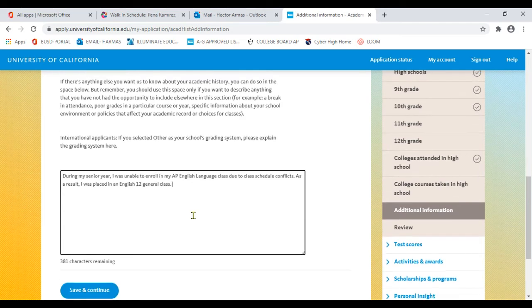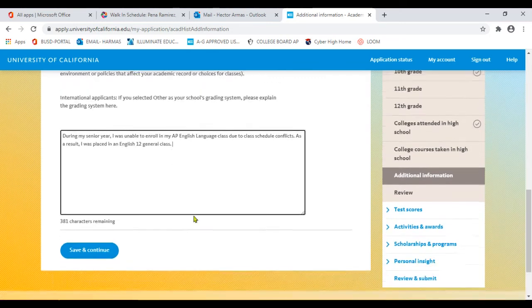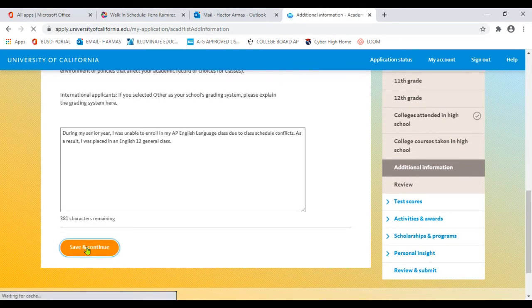So here you can write down any unusual circumstance that you feel the university doesn't know about you just by looking at your grades. Okay, I'm going to hit save and continue.